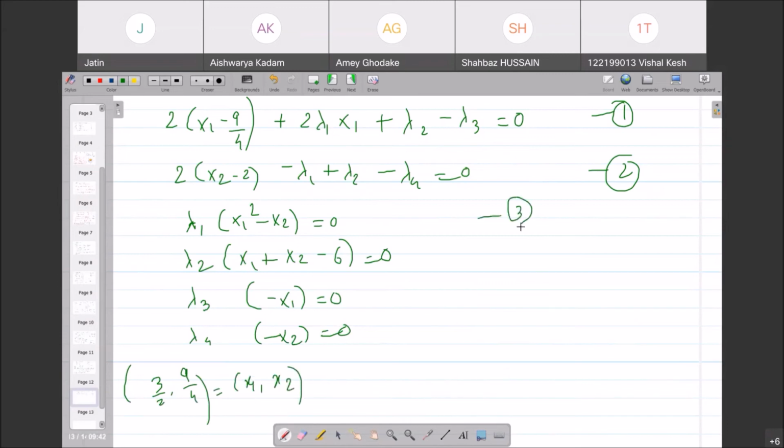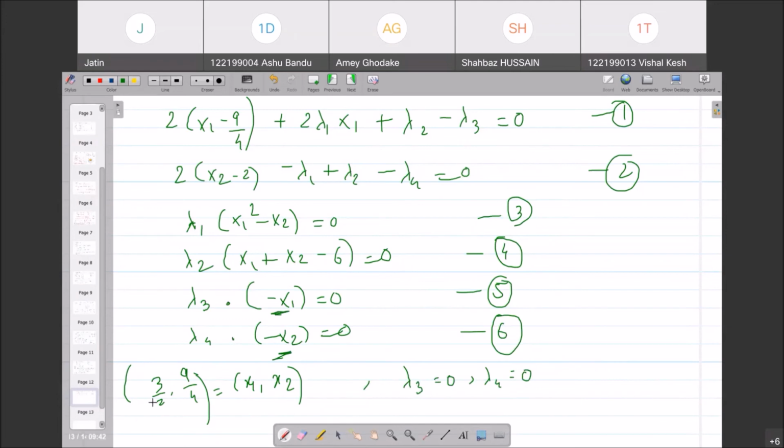Just listen to what I'm doing, I will do it a bit fast. This is the point given to me. From this, what can you say about lambda 3 and lambda 4? Use equations 5 and 6. What can you tell me about lambda 3 and lambda 4? 0, 0. Good. Lambda 3 is 0, lambda 4 is 0, because my x1 and x2 are non-zero and the product is 0. Therefore, lambda 3 and lambda 4 are 0.